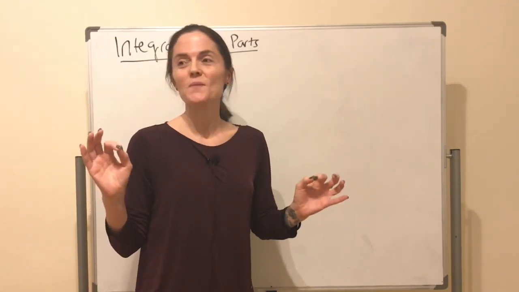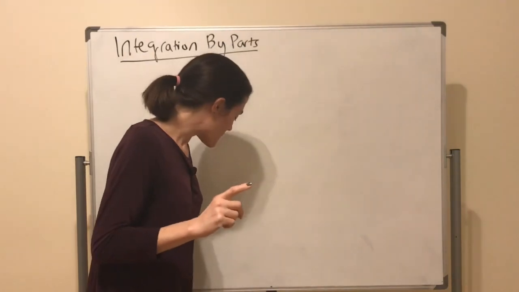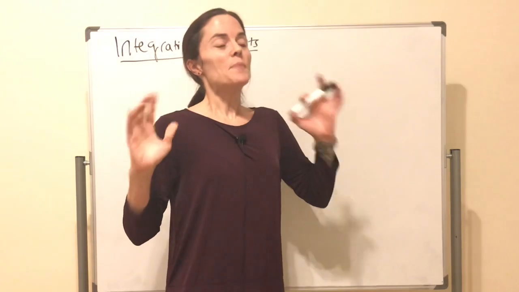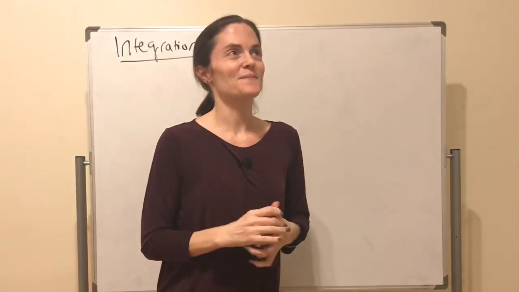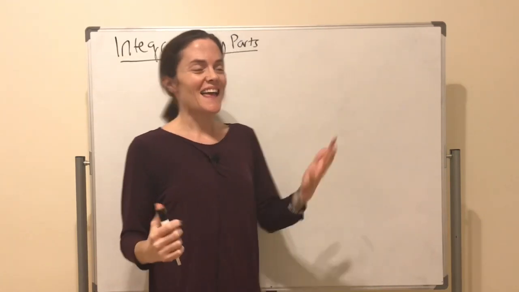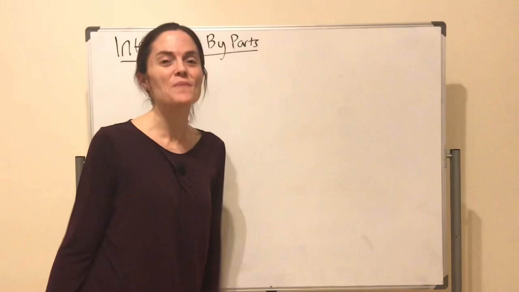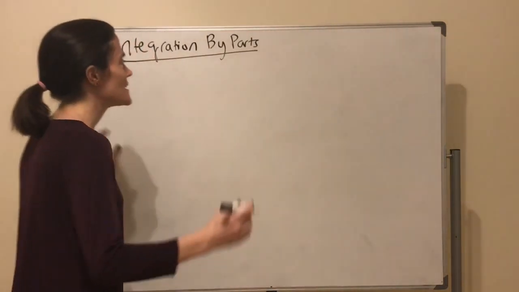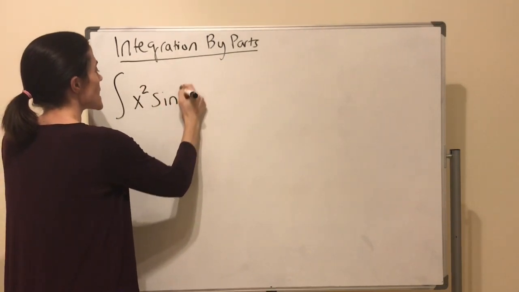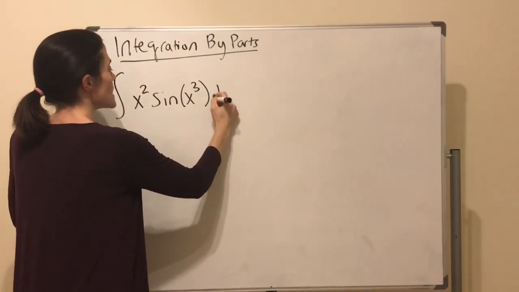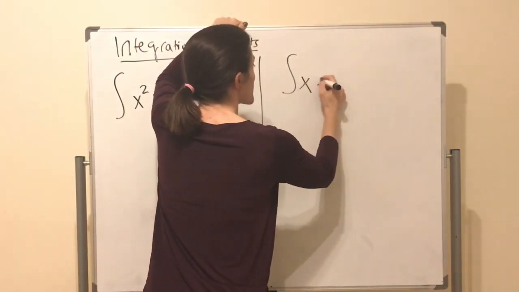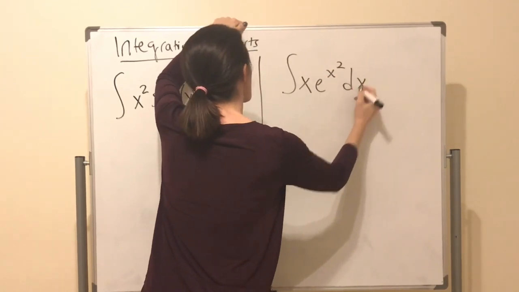So perhaps we will begin with two integrals that are substitution. So they're ones we can do right now, but then I'll change one of them just a little, and it won't be something we can do by substitution. And this will motivate, I hope, the technique of integration by parts. So the first one we could do, for example, x squared sine of x cubed dx. And then we will also do the integral of maybe x e to the x squared dx.